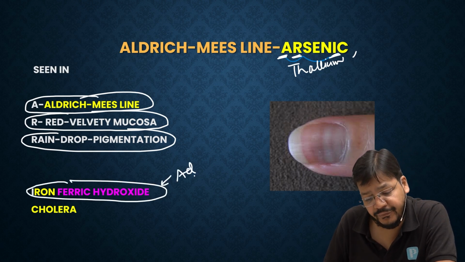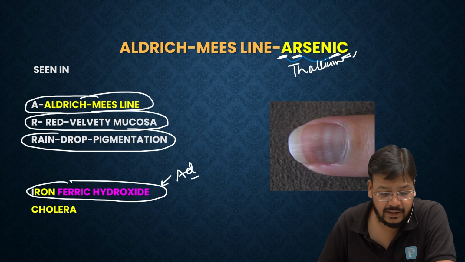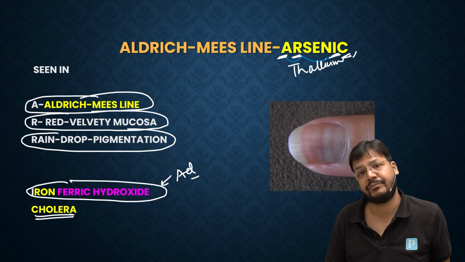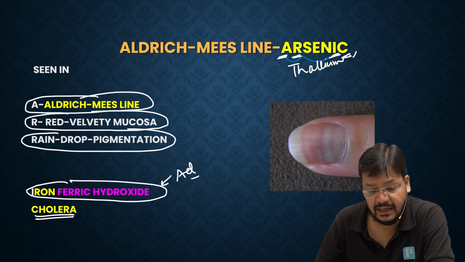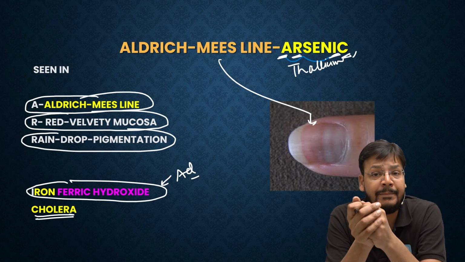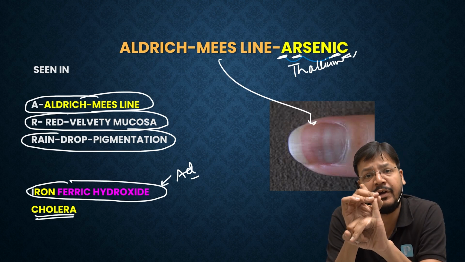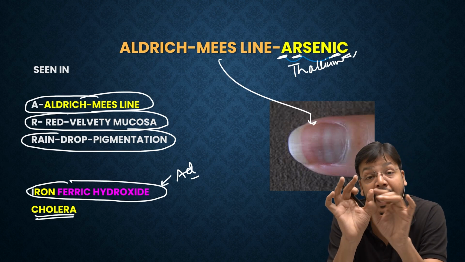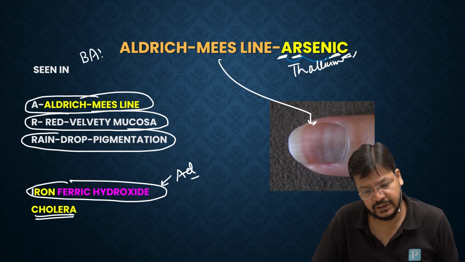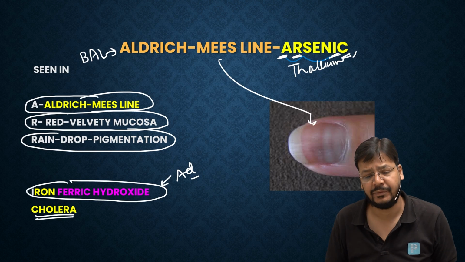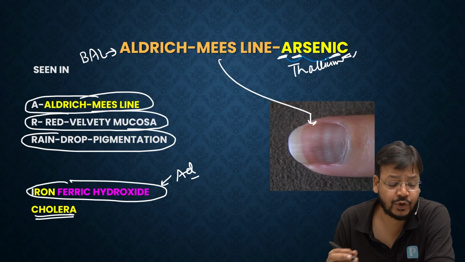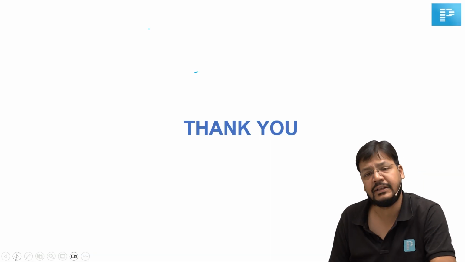That's hydrated ferric oxide, the antidote. C, cholera, my dear friend, it mimics cholera. A, Aldrich-Mees lines, seen in arsenic, in thallium or in chemotherapy. R, red velvety mucosa. R, raindrop pigmentation. I, iron is an antidote. The chelating agent for arsenic is BAL, dimercaprol. So BAL is used for arsenic poisoning, and it mimics cholera.